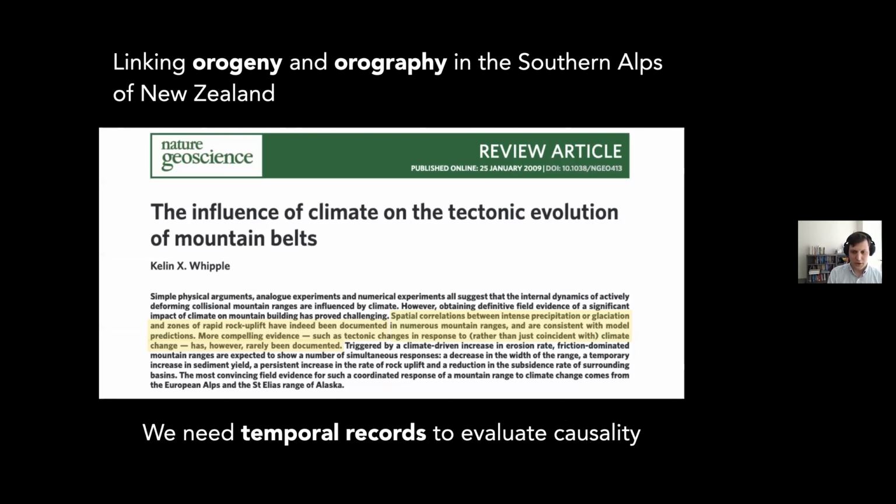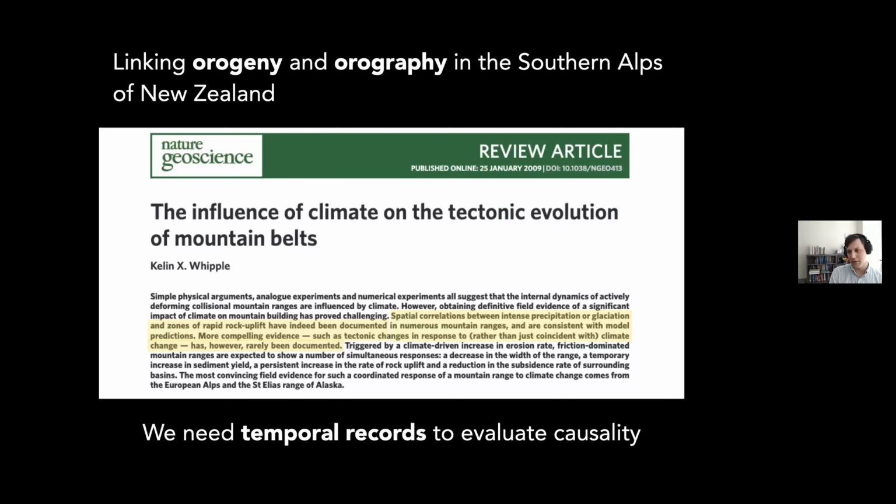I'm just going to quote two sentences from the abstract that summarize, I think, the way that I've been thinking about this. "Spatial correlations between intense precipitation or glaciation and zones of rapid rock uplift have indeed been documented in numerous mountain ranges and are consistent with model predictions," like the model predictions that we were just looking at. "More compelling evidence, such as a tectonic change in response to, rather than just coincident with, climate change, has, however, rarely been documented."